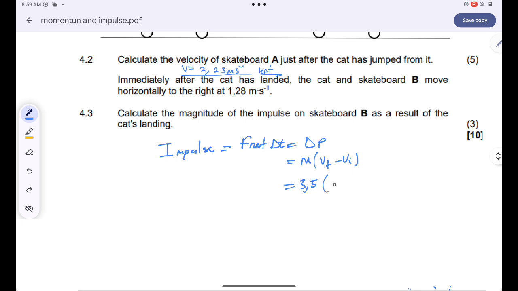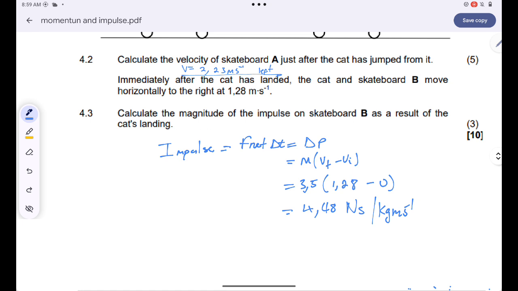The velocity after collision is just 1.28. Initially, before collision, the skateboard was at rest. It started moving after collision when the cat landed on it. So it's just 3.5 multiplied by 1.28 minus 0. You simplify to 4.48. Since we're dealing with impulse, that's newton seconds, the SI units, or if you wanted to, you could have written kg meters per second.